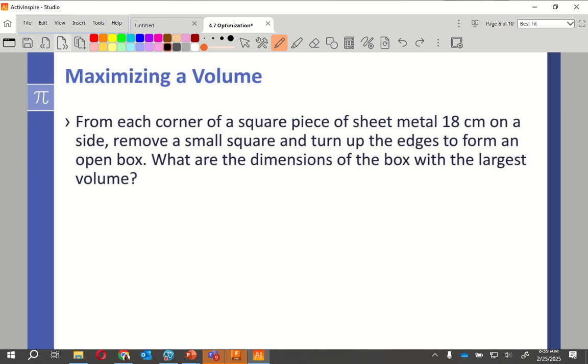Alright. Another one. This is probably the one that you're going to see the most. You're going to see this one the most out of any of them. From each corner of a square piece of sheet metal, 18 centimeters on a side, remove a small square and turn up the edges to form an open box. What will the dimensions of the box be with the largest volume? Okay, so start by drawing a square.